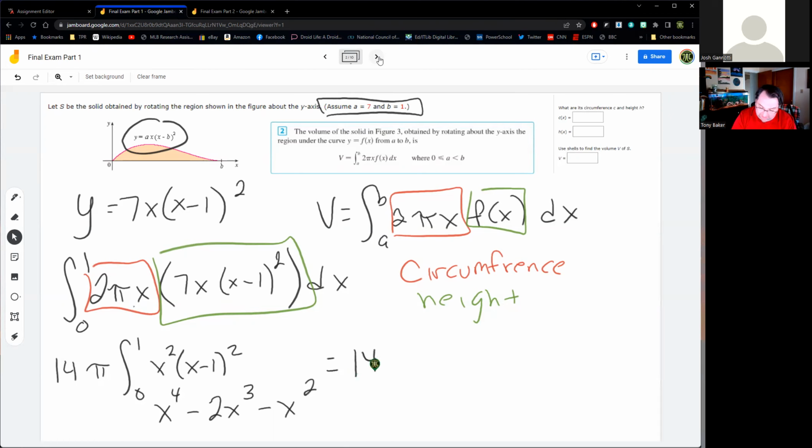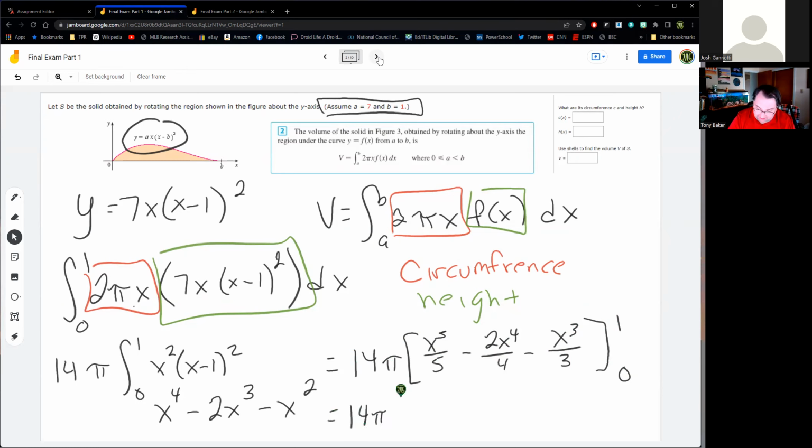So I got 14 pi up front. So I got x to the 5th over 5 minus 2x to the 4th over 4 minus x to the 3rd over 3. And we're doing it from 0 to 1. At 0, everything cancels out. So I got 14 pi, 1/5 minus 1/2 minus 1/3.